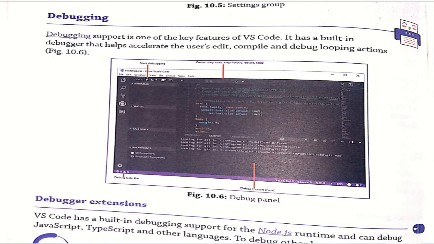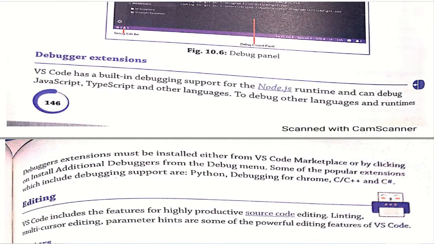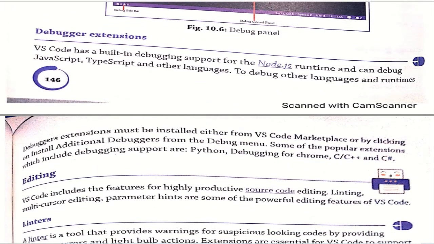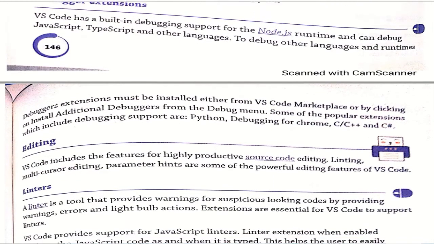Next, debugger execution. Visual Studio has built-in debugging support for the Node.js runtime. It is a runtime known as Node.js, and can debug JavaScript, TypeScript and other languages. To debug other languages and runtimes, debugger extensions must be installed either from the Visual Studio Code Marketplace or by clicking on install additional debuggers. So in this chapter, students, we will see only the theory part. No need to see its practical aspect. Just go through the theory part. Okay. Next, editing.